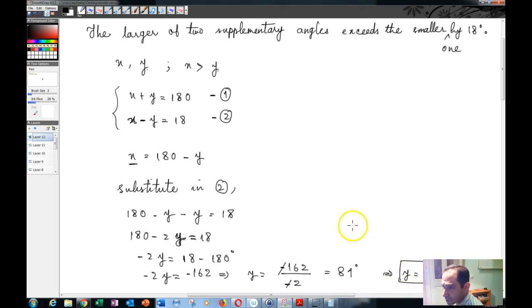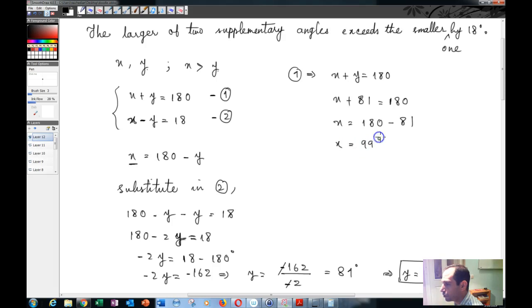Okay. Now you can use this value in any of these equations to get the other angle. So, for example, in 1, we said that x plus y is equal to 180. So x plus 81 is equal to 180, and x is equal to 180 minus 81, which is equal to 99 degrees. So x is equal to 99 degrees. So you can see that x is greater than y, 99 degrees, 81 degrees. And if you add them together, 99 plus 81, it's going to give you 180. That means that they are supplementary.